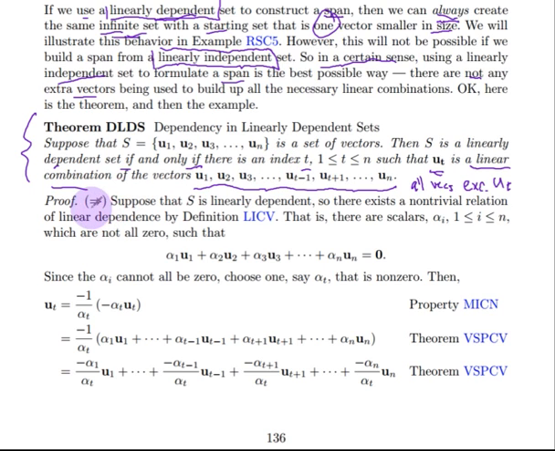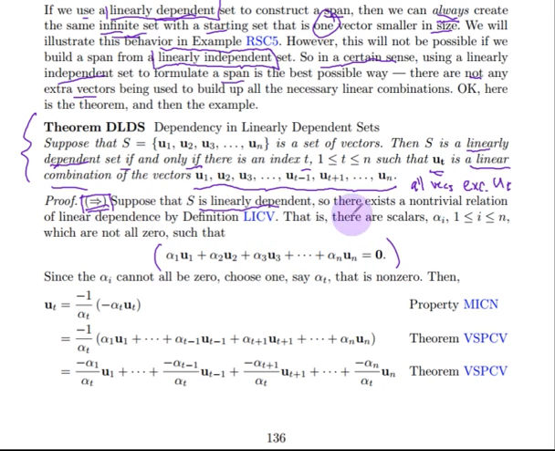So here's the proof. Now remember, this is an if and only if proof, so you have to prove it two ways. We're going to start by proving the forward implication. We start with the assumption that S is a linearly dependent set, that these vectors are linearly dependent. Then we can form a non-trivial relation of linear dependence. Here's a non-trivial relation of linear dependence.